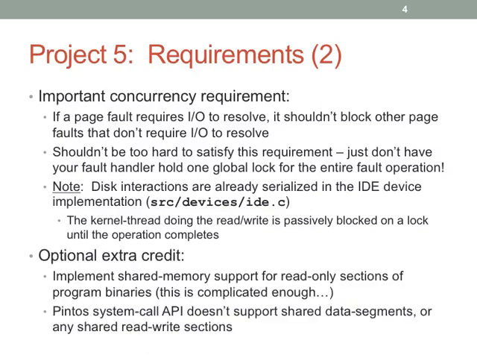Okay, extra credit. There is an extra credit option, but it's weird. It's do shared memory, but it's not the kind of shared memory you might think of. So, extra credit is read-only sections of program binaries are shared across processes. Okay? That's really all it is, which means you don't have any read-write shared memory. You only have read-only shared memory.